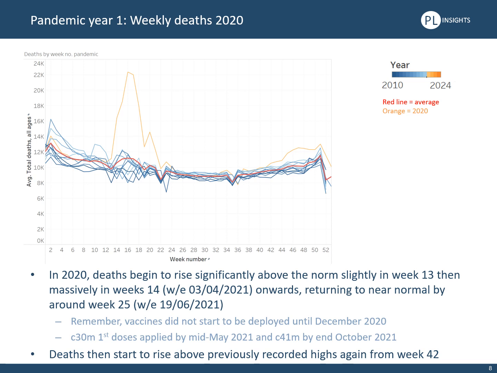It's probably worth noting, of course, that no vaccines were available at this time. They didn't start to be deployed until December 2020. And just to include the other bit of data here that I'm going to use when we come to 2021, it's worth bearing in mind that by mid-May, we deployed around 30 million first doses and around 41 million by the end of October 2021.